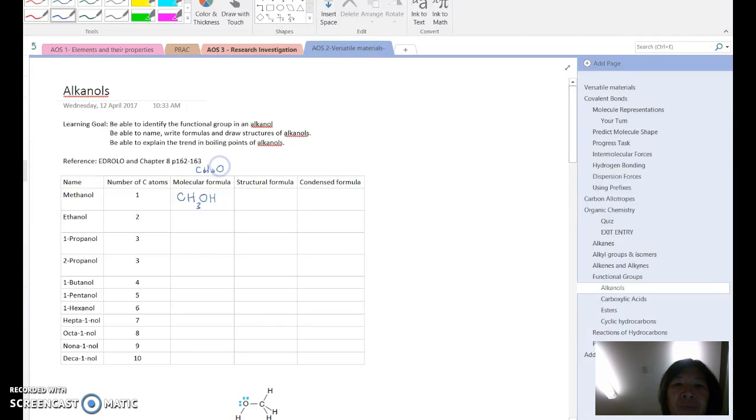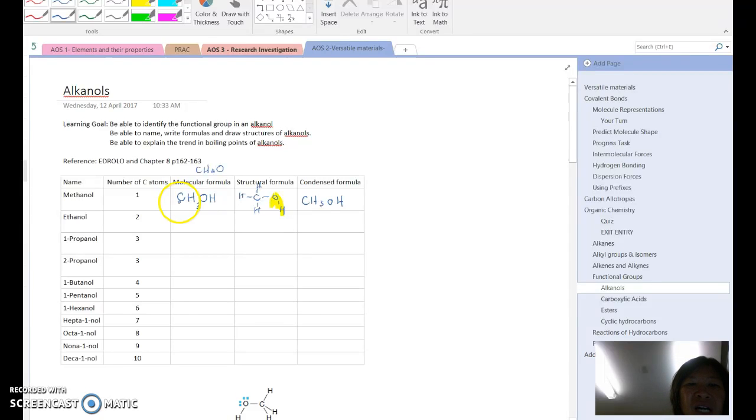Now you could also write this as CH4O for methanol. The structural formula would be a central carbon surrounded by 3 hydrogens connected to an oxygen, and bent, connected to the oxygen is the 4th hydrogen atom. The hydroxyl group is here. So this part is reactive. And the condensed formula is CH3OH.